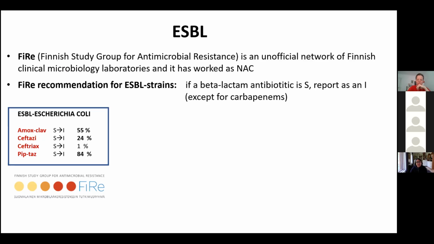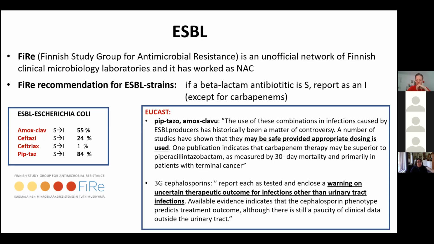Next. So we had, in a way, to get rid of this recommendation. This recommendation was removed a couple of years ago, but it was still in use in our laboratory and, to my knowledge, in 4 other centers in Finland. And we go to the UCAS recommendation that we have to report ESBL as UCAS recommends, so as it is, and then add warning comments.